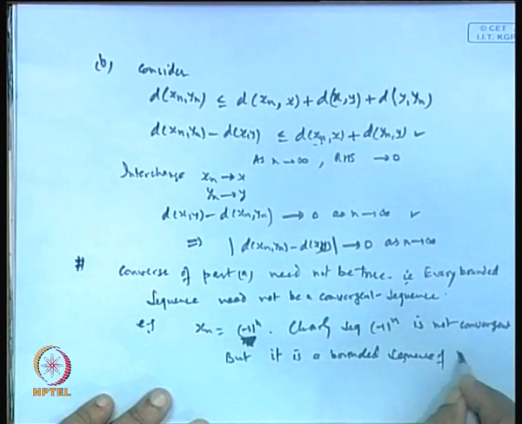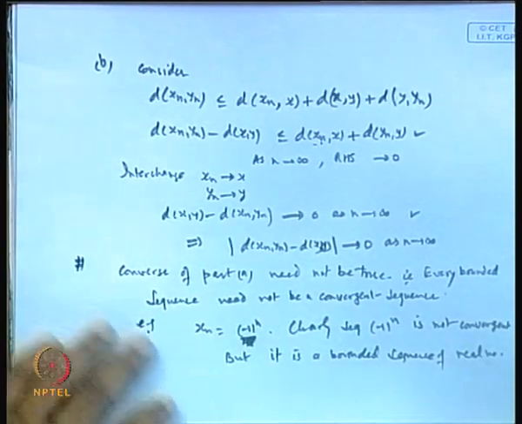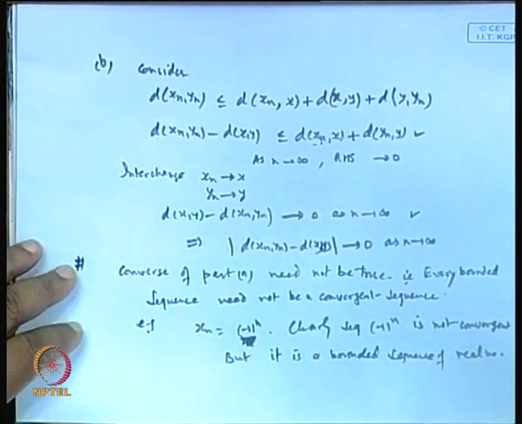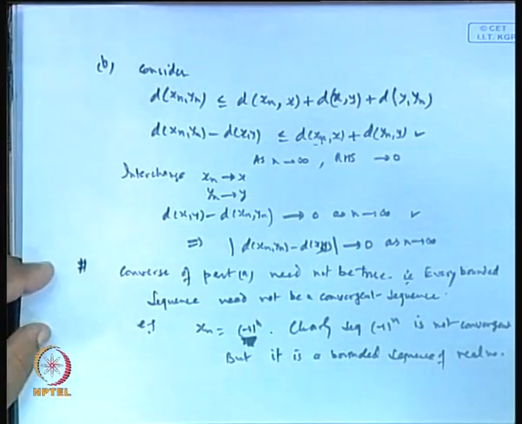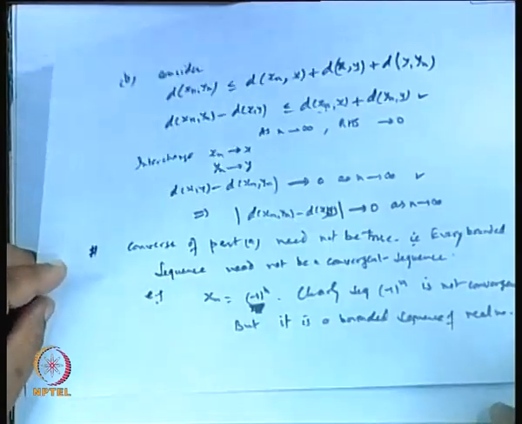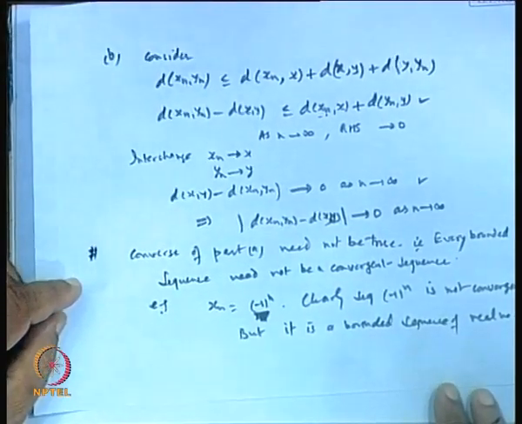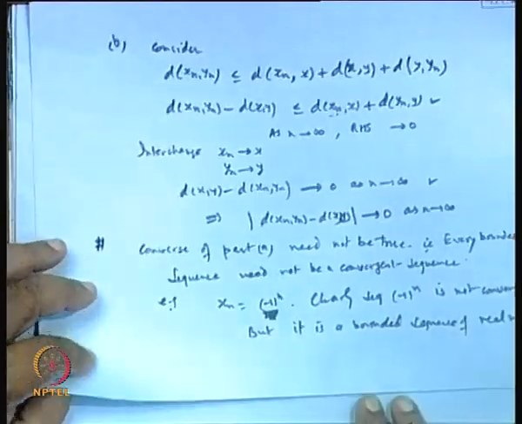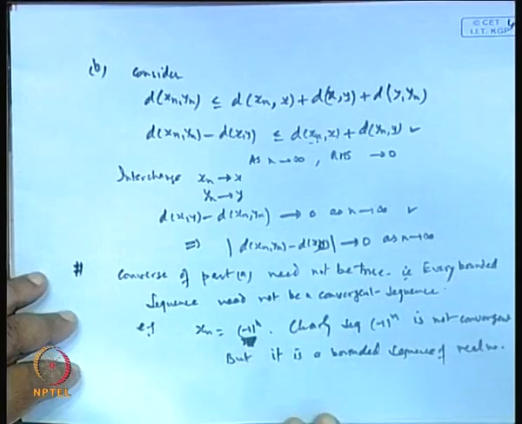Of real numbers. So, every bounded sequence need not be convergent, that is. Now, another concept which we wanted to introduce is completeness. The completeness concept is not derived with the help of those 4 properties which the metric enjoys.